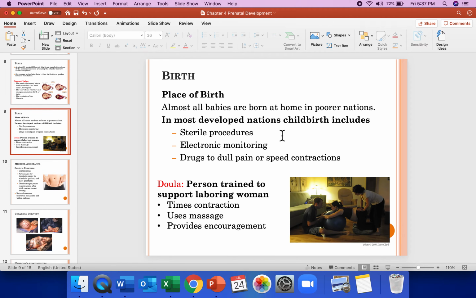And the majority of developed nations, however, tend to use sterile procedures in hospitals, electronic monitoring. You're pretty much strapped from the minute you enter the room until you leave. And of course, drugs to dull the pain, either by just calming your body and relaxing it, or an epidural, which is usually a nerve block so you don't feel the contractions.